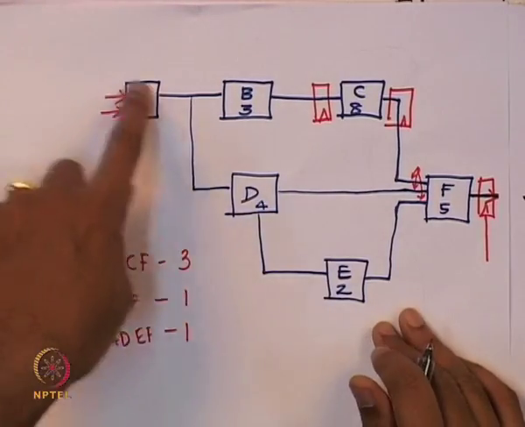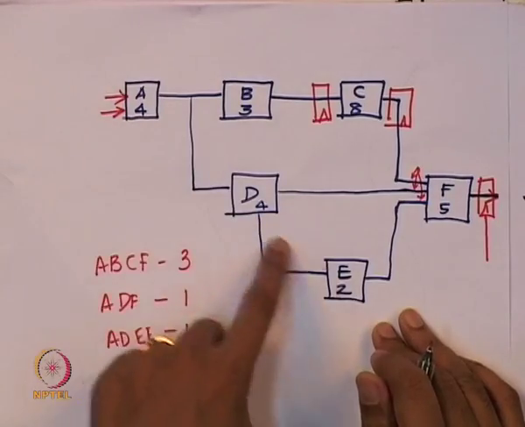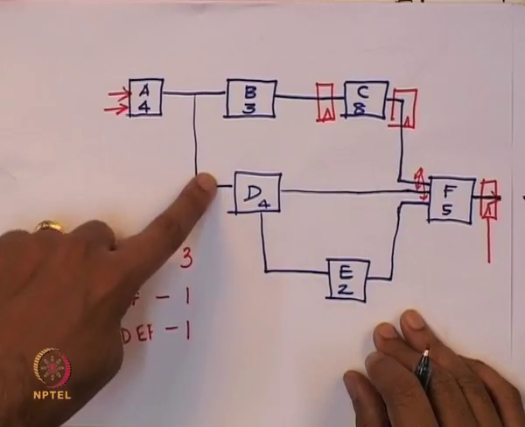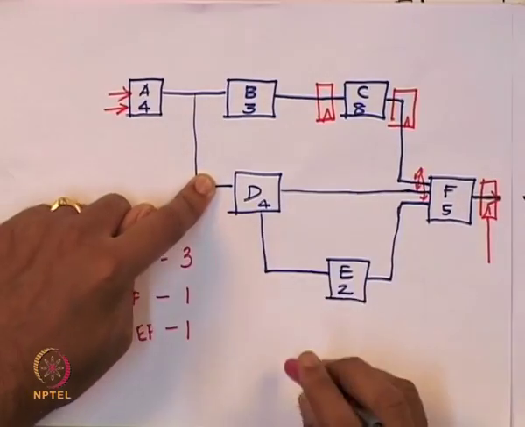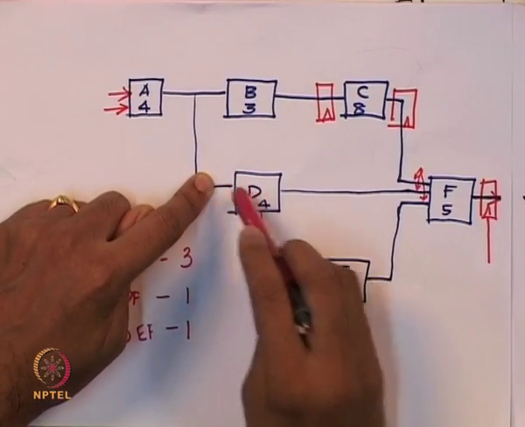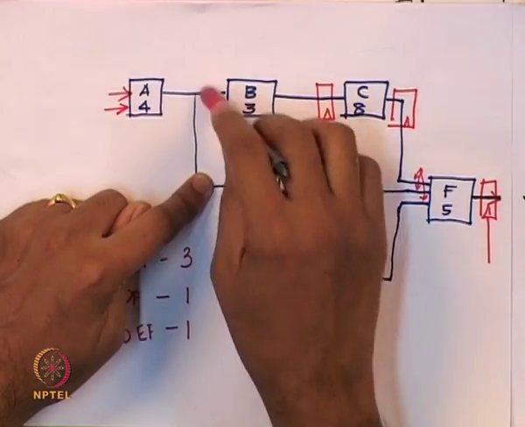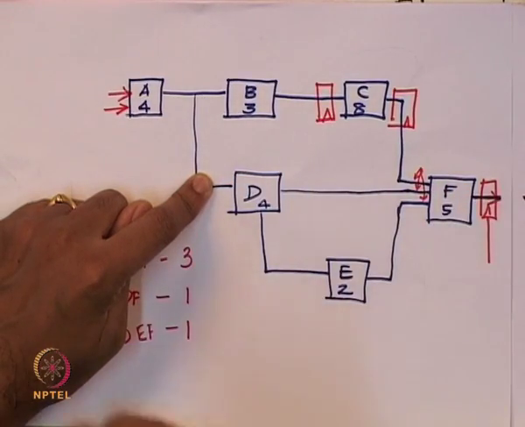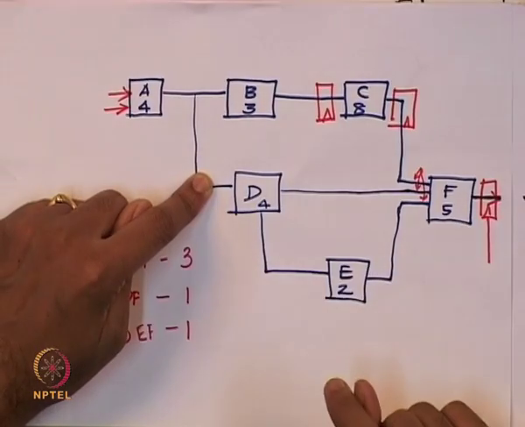So I need flip flops on the ADF path, I need flip flops on the ADEF path. So I can put it here or I can put it here, right? Let us look at it for the ADF path. If I decide to put it here, then A goes through one flip flop here and it goes through the second flip flop, it makes it a 2-stage path for ADF.